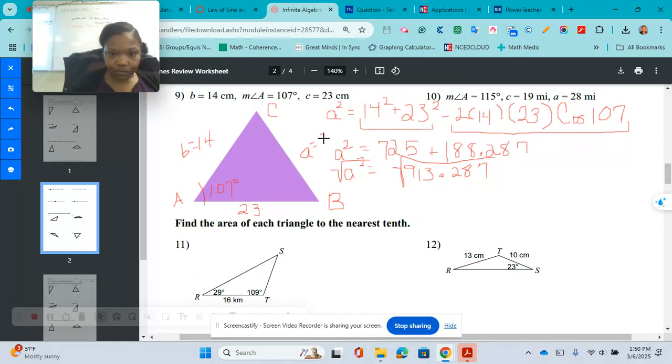What is this to the nearest 10? Are you rounding to the nearest 10? Yes. Rounding to the nearest tenth.